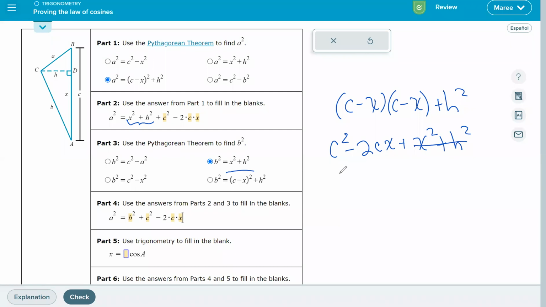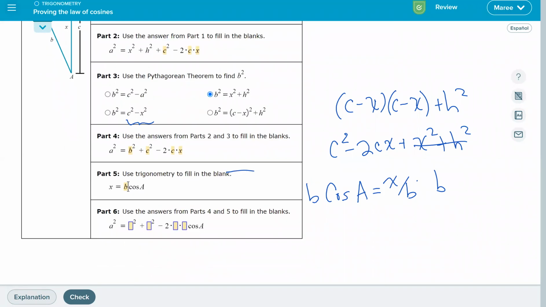Cosine of A is the adjacent, which is x, divided by the hypotenuse, which is b. So we'll write this down real quick. Cosine of A is equal to this fraction, adjacent, which is x, over the hypotenuse, b. We multiply both sides by b, and we have b cosine A, and that's what we're going to fill in right here. It's b cosine A. Now these are in place.